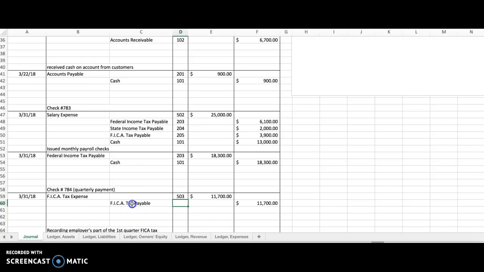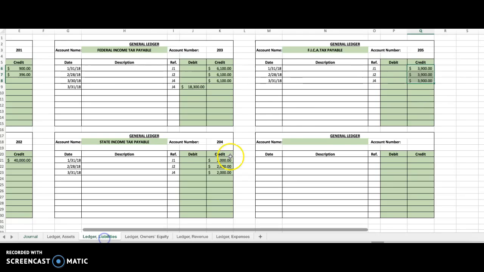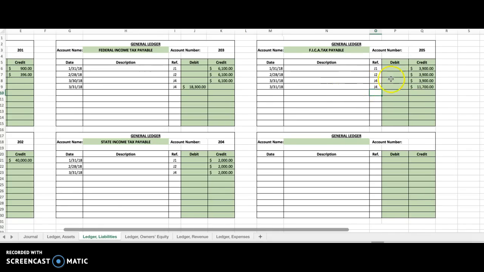And then we will go to FICA tax payable. We owe this much because this is our half of the FICA tax. So we credit $11,700 to FICA tax payable. So again, the date is the 31st, and we credit $11,700, journal page 4. You see now, these are from the employees, adding up to $11,700 at the end of the quarter.